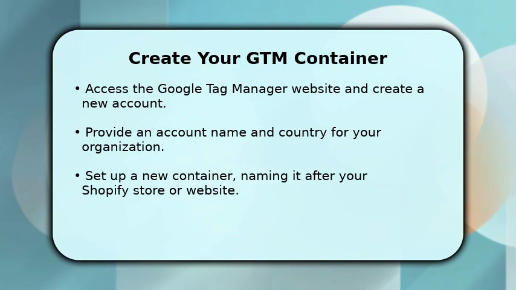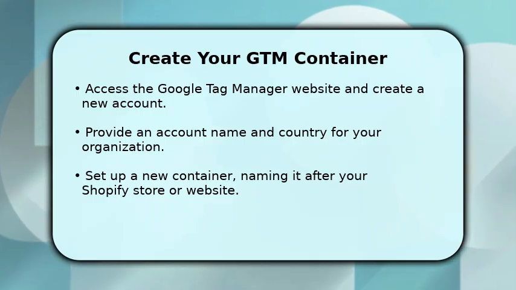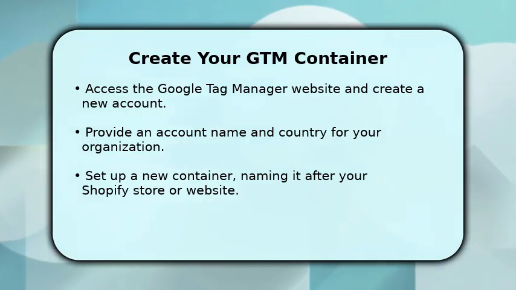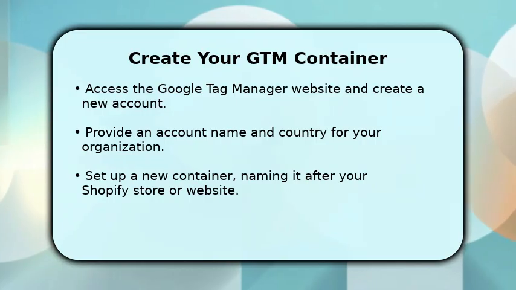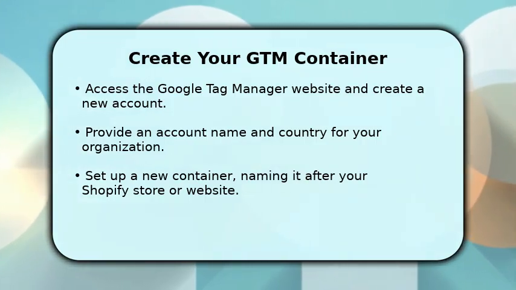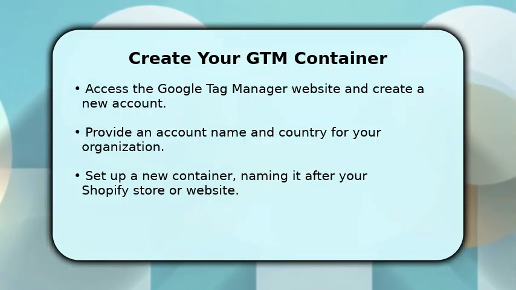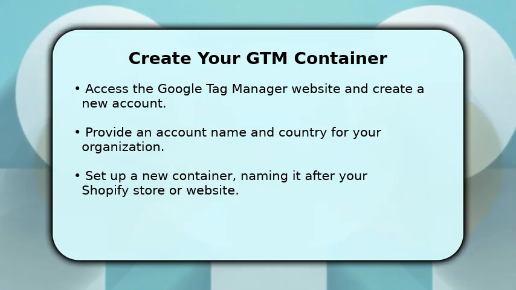First, you need to create your Google Tag Manager account. Head over to the Google Tag Manager website and sign in or create a new account. You'll be prompted to provide an account name and select your country. Next, set up a new container. It's best to name this after your Shopify store or website for clarity. Crucially, select Web as the target platform for this container, as we are integrating with an online store. Accept the terms, and your container will be ready.